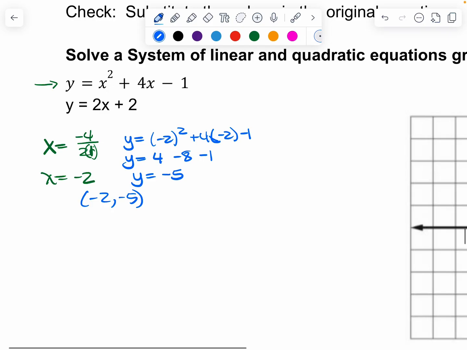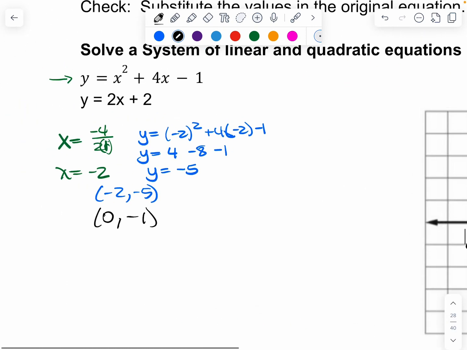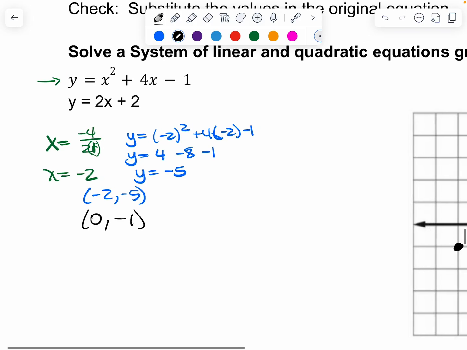Where does it hit the y-axis? Actually, the point 0, negative 1. So 0, negative 1 is here. That means we're going to have this right here. And then the zeros, there are no factors of negative 1 that add to 4, so it's going to be irrational.